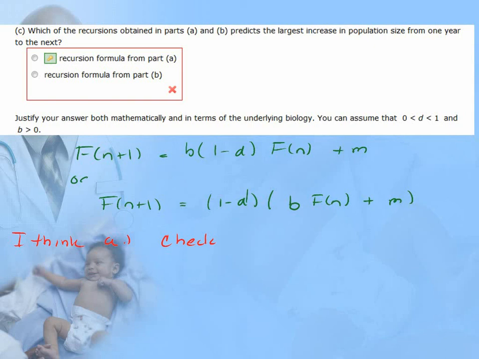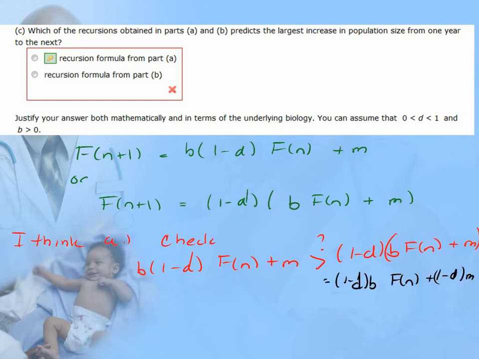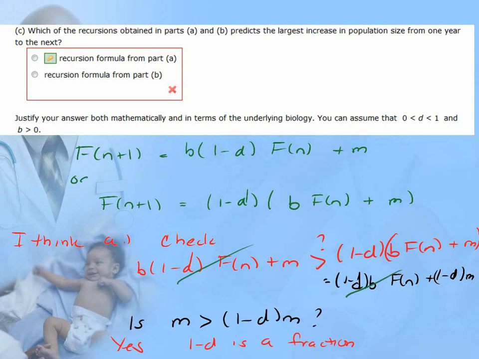What if each fish can have B offspring, and hopefully B is bigger than 1, right? Wouldn't it be better to have the babies first? So I would guess A is the right one. How do you prove that? Well, you make an inequality. I think that the left side is going to be bigger than the right, and then when you do high school freshman algebra to both sides, you do indeed get something like this: M is bigger than 1 minus D.